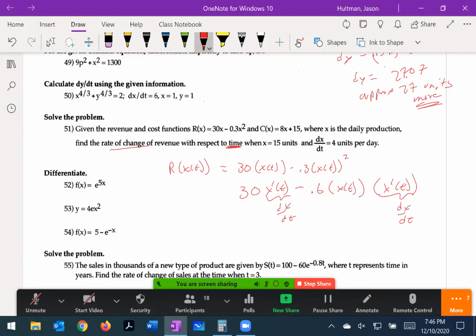And they're saying, look, when x is 15, and dx dt is 4, can we solve this? Sure, we can, for r prime of t basically. R prime of t is going to be 30 times 4 minus 0.6 times 15 times 4.